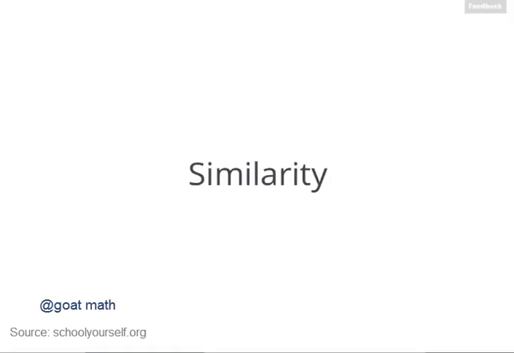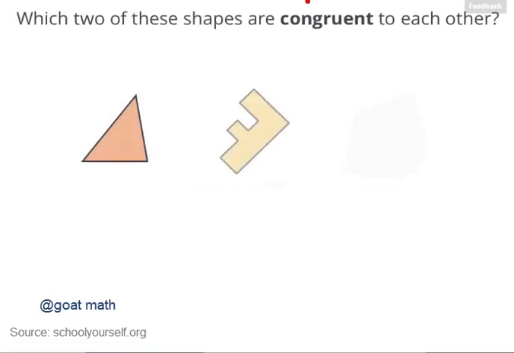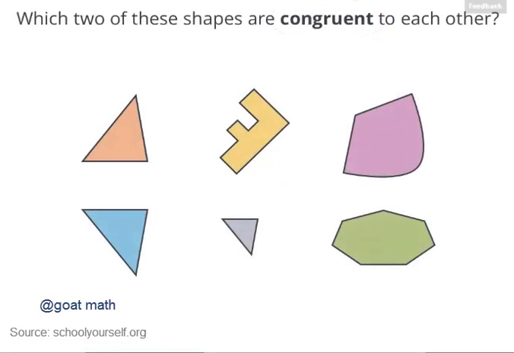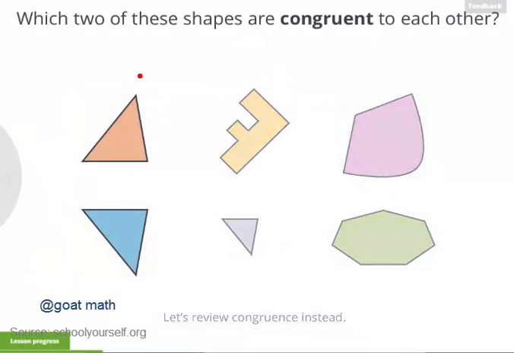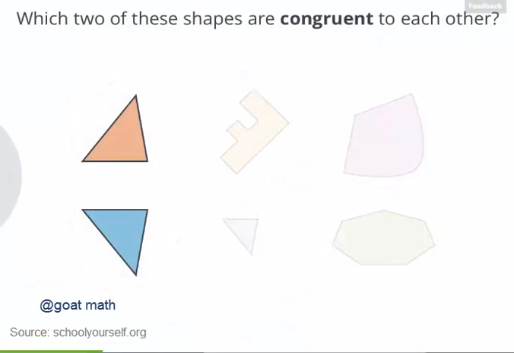Here we'll introduce similarity, but first let's make sure you remember congruence. Which two of these shapes are congruent to each other? If you're not sure, click down here to review. Right, these two triangles on the left are congruent.